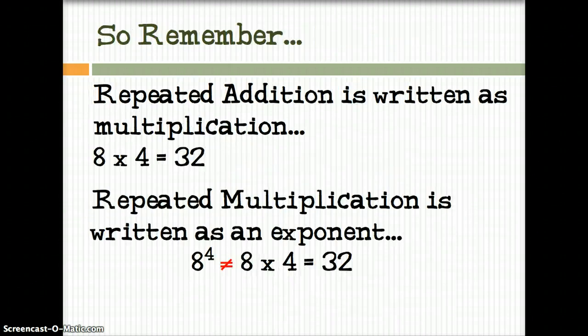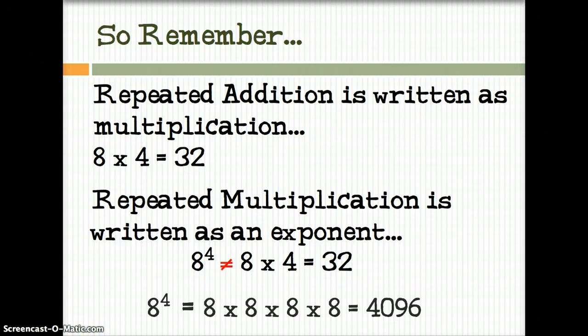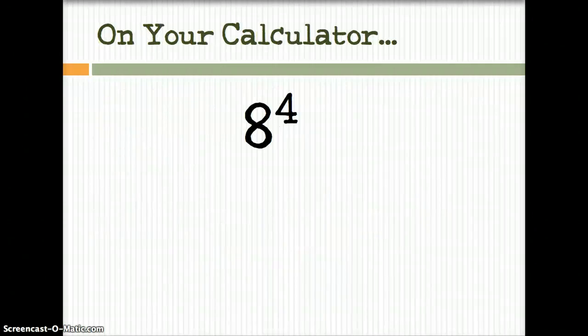All right, so remember, repeated addition is written as multiplication. 8 times 4 equals 32. But repeated multiplication is written as an exponent. If you take 8, the base, and you take it to the 4th power, it does not equal 32 because you're taking the number 8 and you're multiplying it together 4 different times. You'll get the answer 4,096. Really big difference here. So on your calculator, how do we figure this out?